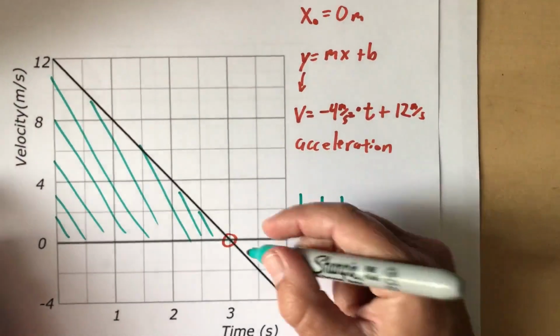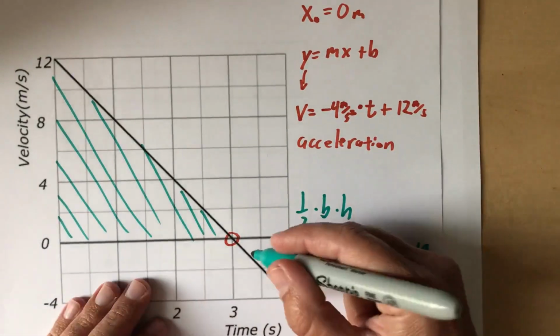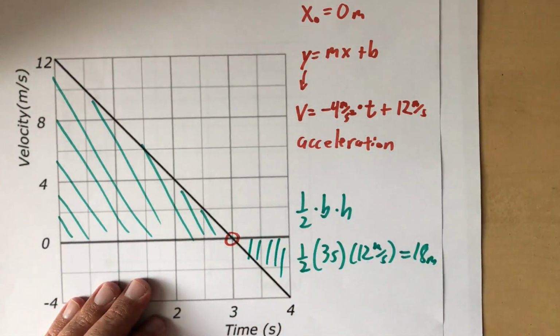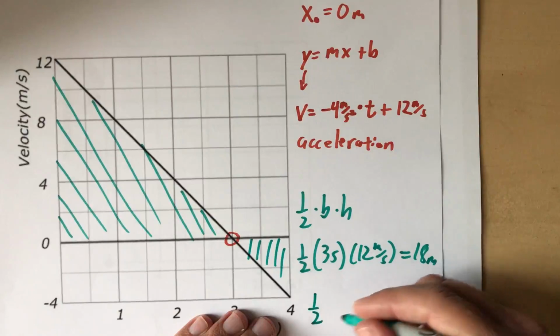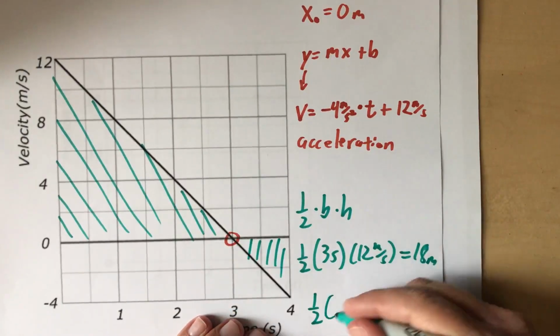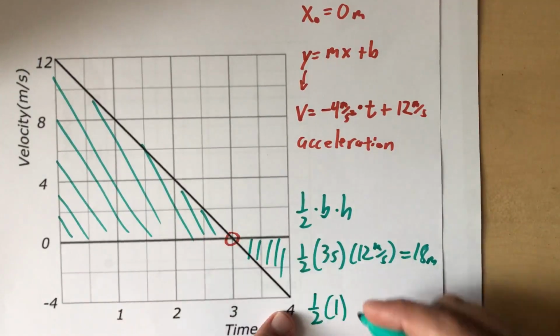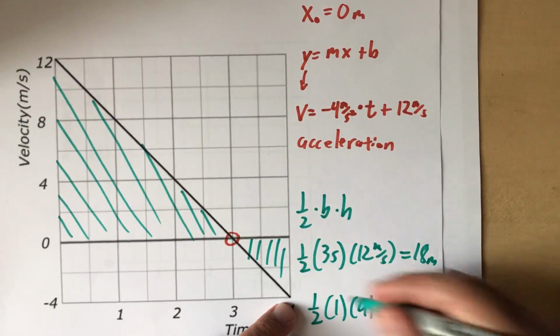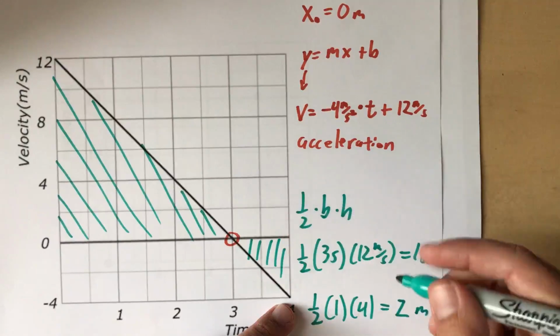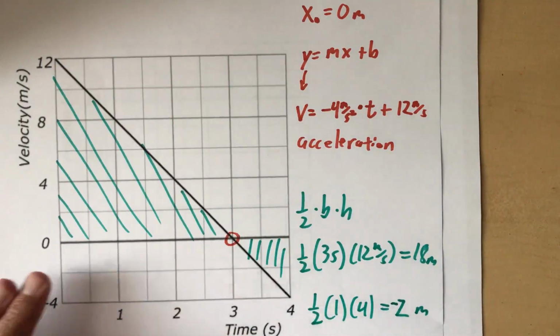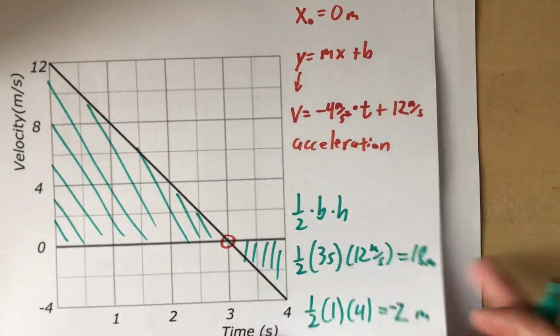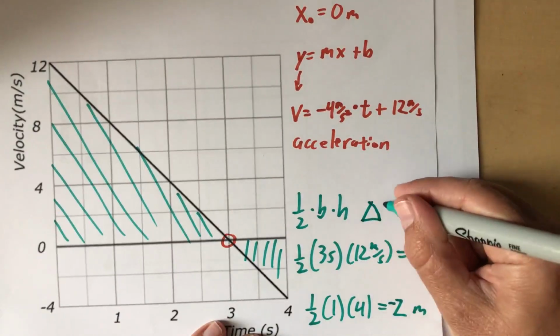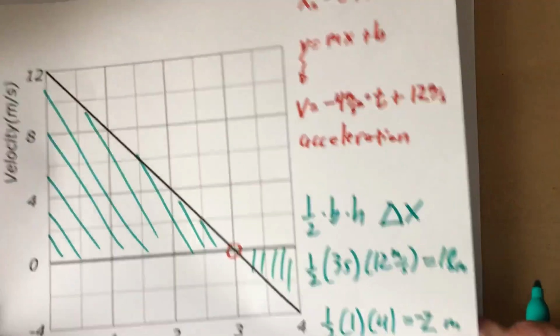And if you wanted to do it for this little part right there, also 1/2 base times height, but this time the base is 1 and the height is 4, so it's going to be 2 meters. That's negative area because it's below the x-axis, so it's actually going to be a change of -2 meters. Remember, both of these don't represent necessarily where you are, they represent changes of your position.